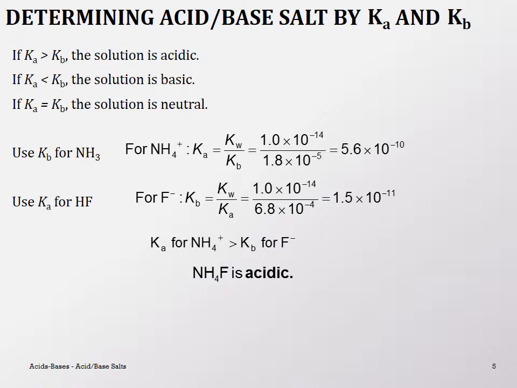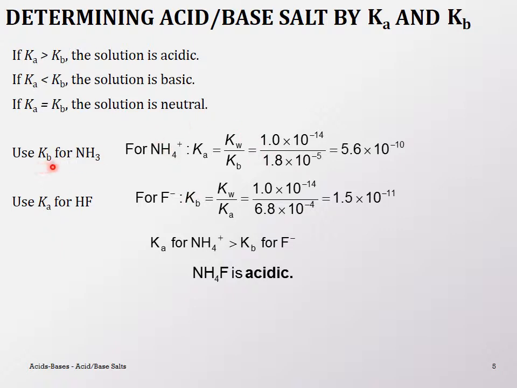Then you can also figure out if you have an acidic salt or a basic salt by looking at Ka and Kb. Ka and Kb are of course for acids and bases. If you have a Ka which is more than the Kb, then the solution is acidic. Very simple. If Kb is larger than Ka, then your solution is basic. If they're both equal, it's a neutral solution. So for example, the Kb for ammonia.